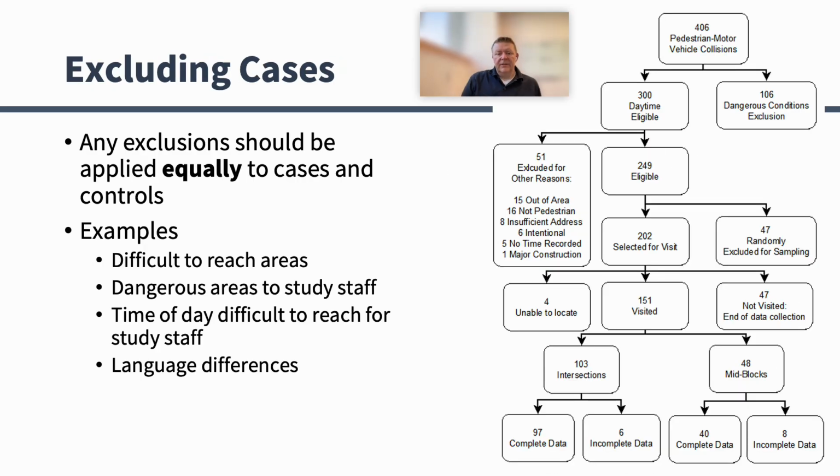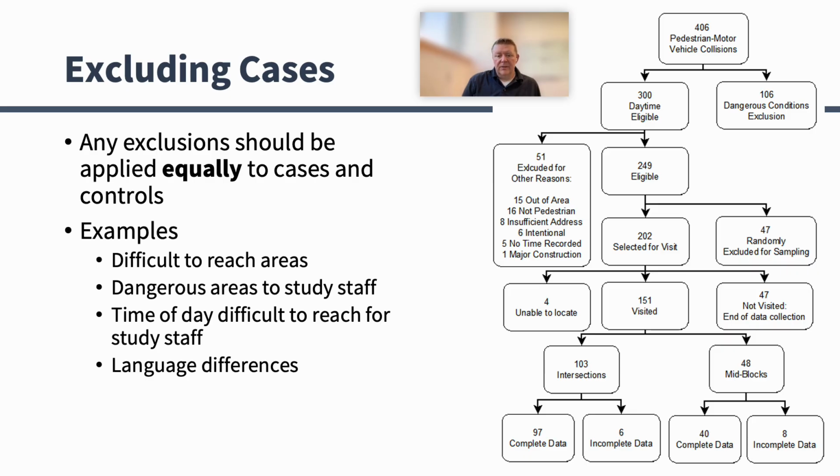So when do we want to exclude cases? We want to make sure that any exclusions that we create are equally applied to cases and controls. Otherwise, that once again can introduce bias into our study. So, for example, sometimes because of the way we have to collect data, we might have to exclude difficult to reach areas. If they're really rural, remote areas, that might make it difficult to collect data directly from those locations if we don't have the money or resources or time to visit all those places.